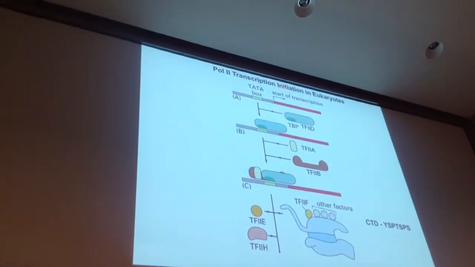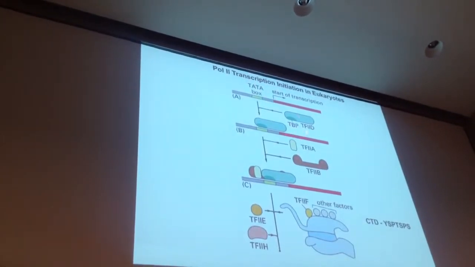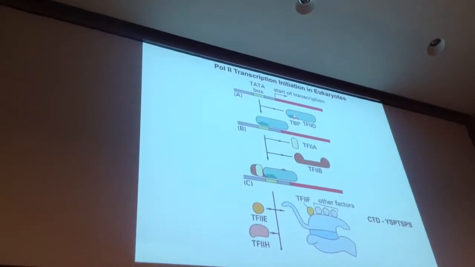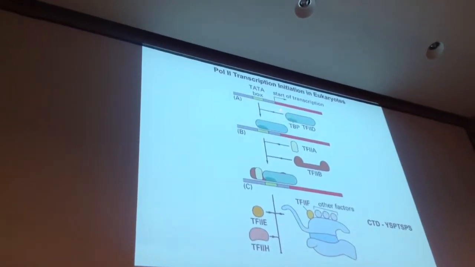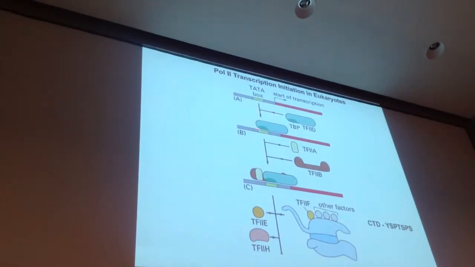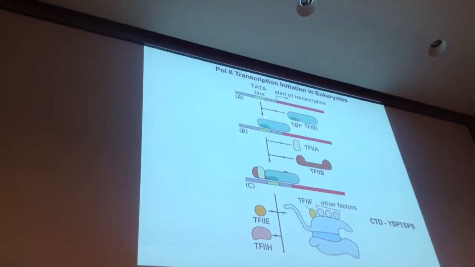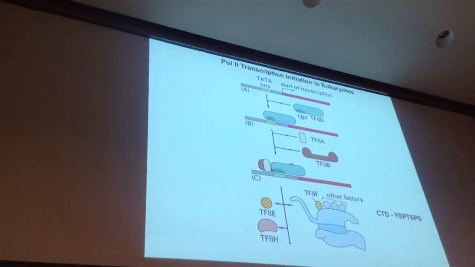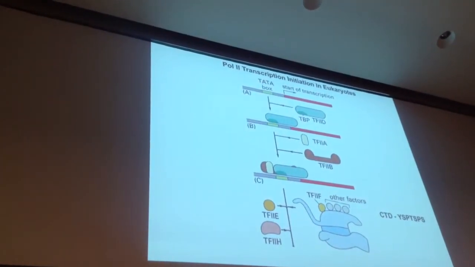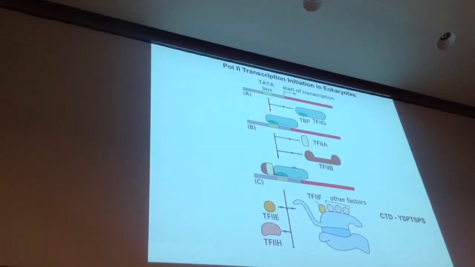TBP is part of this complex that's called transcription factor 2D. Transcription factor 2D, including TBP, has about 15 proteins there. And it's that factor that recognizes and binds to the TATA box. The TATA binding protein is the first guy that does it. That factor binds. Once it does, there are two other factors that come in: TF2A and TF2B.